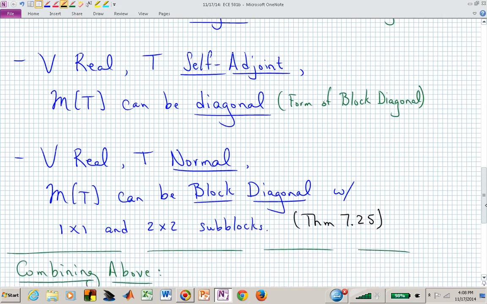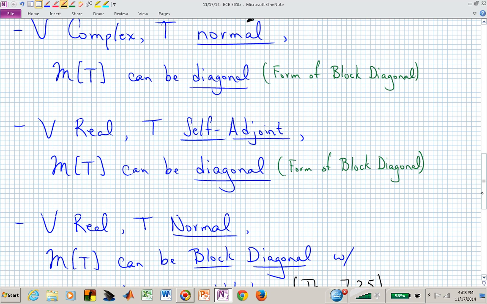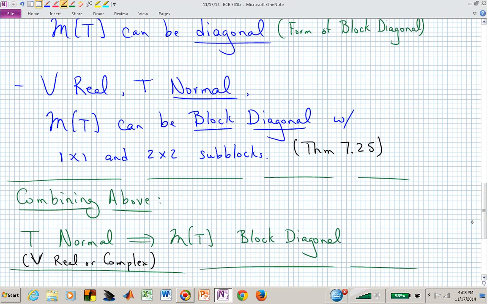If you combine these, if you generalize a diagonal matrix to be referred to as a block diagonal in the first two, then really, as long as T is normal, then you can find a matrix representation of T that is block diagonal, if you're dealing with a complex vector space or a real vector space. So if you have a normal operator, that says now you can block diagonalize it, whether you're in a real inner product space or a complex inner product space.